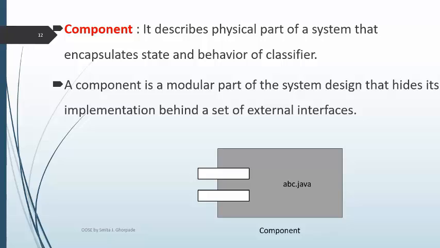abc.java file. In this, a set of classes is present. After compilation, different files are created. So this could be seen as one component. Here implementation details are not given, just a component is shown.